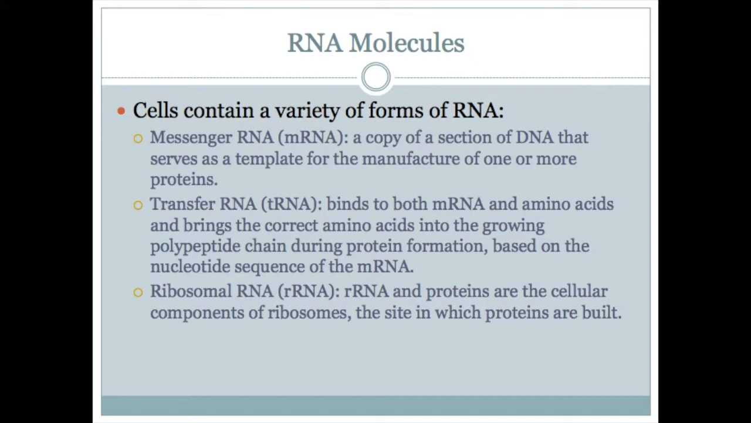There are a variety of forms of RNA. Messenger RNA is a copy of a section of DNA that serves as a template for the manufacture of one or more proteins. Transfer RNA binds to both mRNA and amino acids and brings the correct amino acid into the growing polypeptide chain during protein formation, based on the nucleotide sequence of the mRNA. Ribosomal RNA and proteins are the cellular components of ribosomes, the site in which proteins are built.